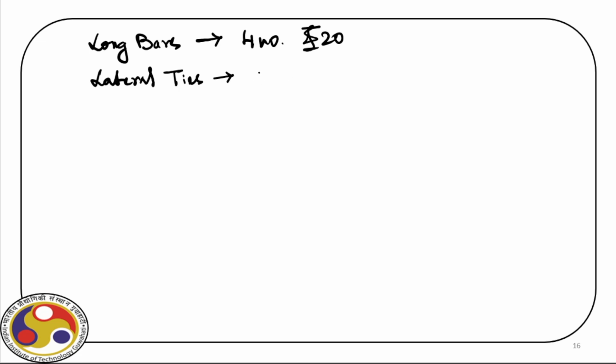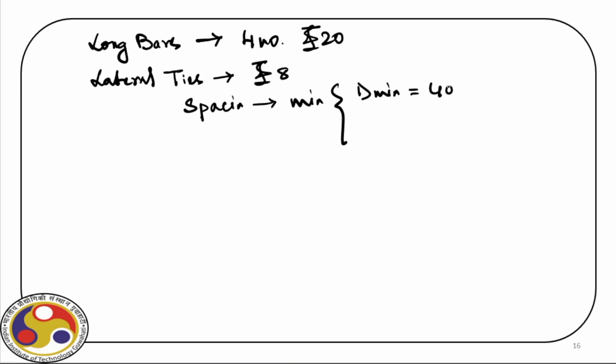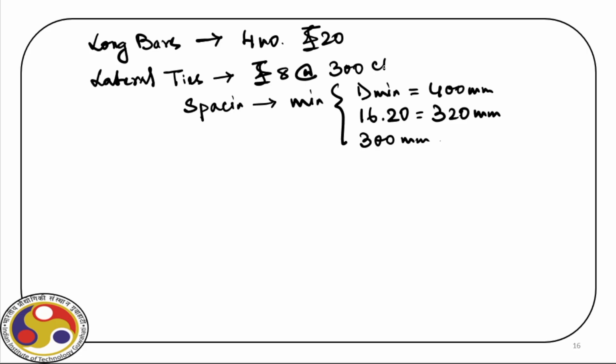Then lateral ties, we have say 8 5 bar, and then the spacing is minimum of D min, in this case it is 400 millimeter, then 16 times 5, which is 20, so this is 320 millimeter, and then finally 300 millimeter. So we can provide 8 phi at the rate 300 center to center.